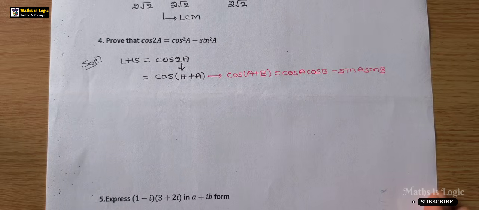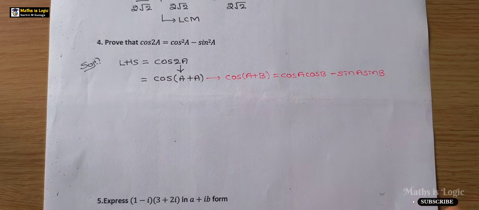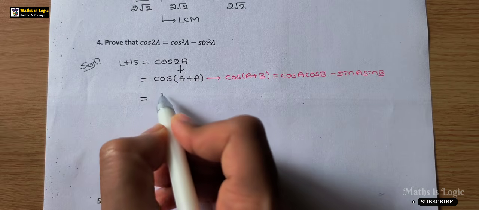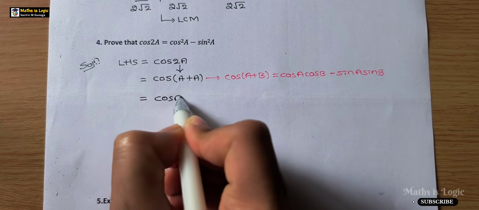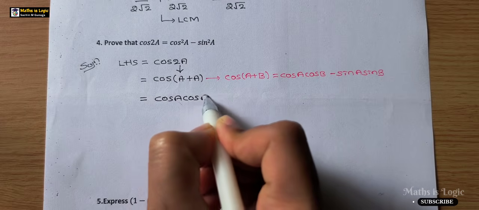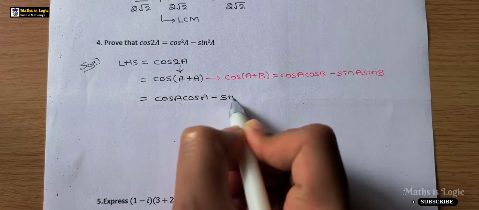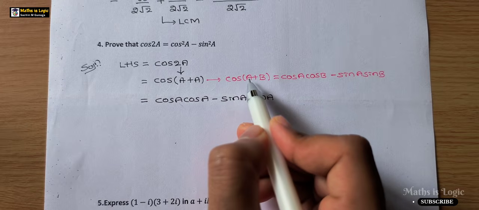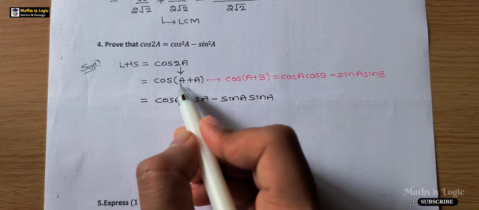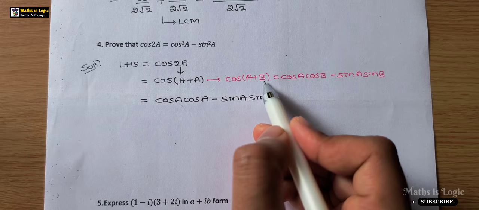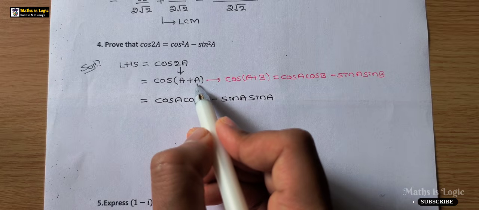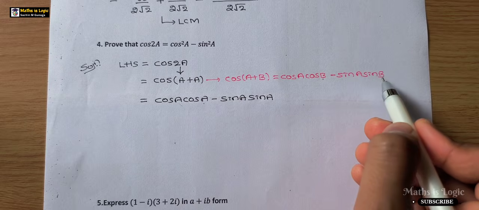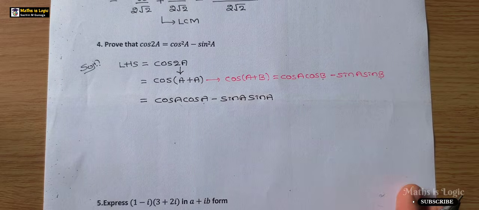Apply. Therefore, which is equal to, cos(A plus A) becomes cos A into cos A minus sin A into sin A. So again, wherever A comes, replace by A only, but wherever B comes, we need to replace by A. So here B is there, so replace by A. Here also B is there, so replace by A.